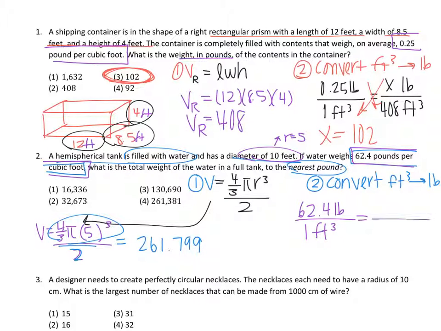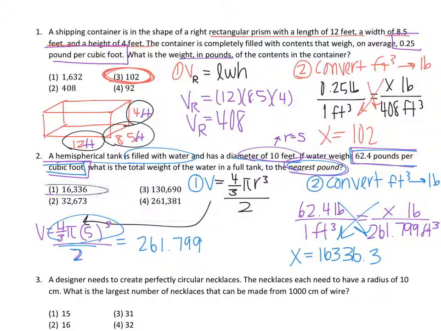And it's equal to, we're trying to find out the nearest pound, so x pounds, we don't know what it is, over 261.799 feet cubed. Cross multiply, and we end up with x equals 16,336.3, which is closest to choice 1.